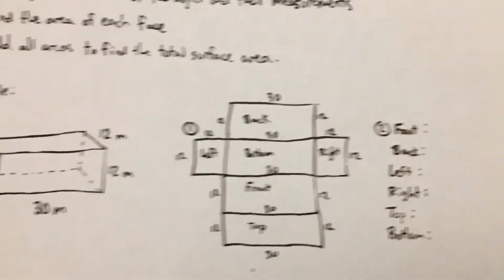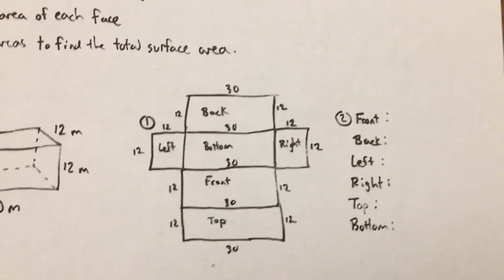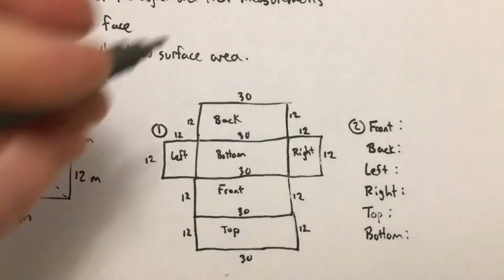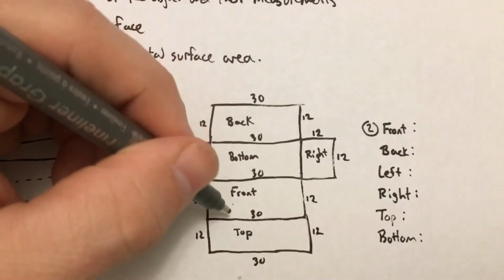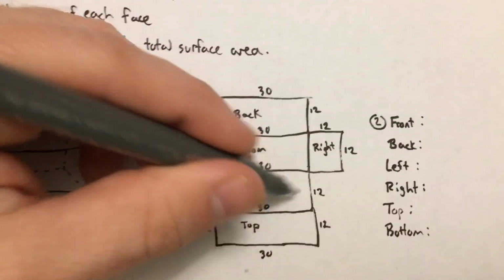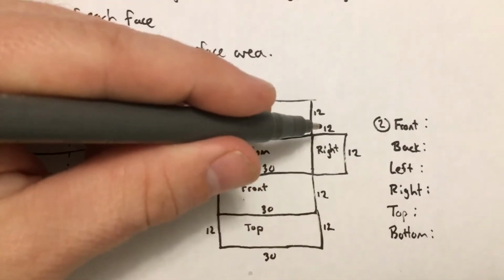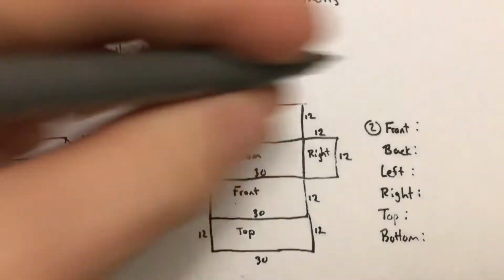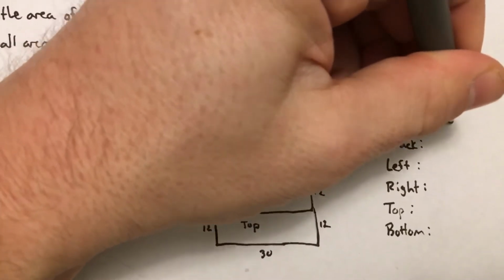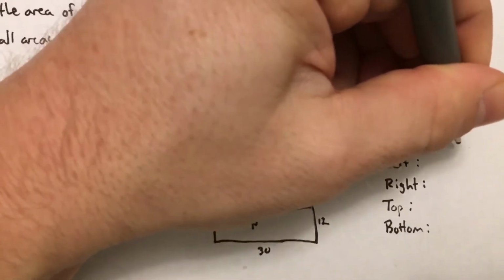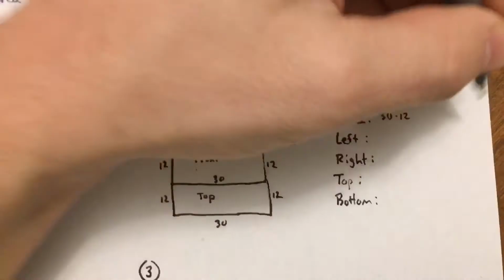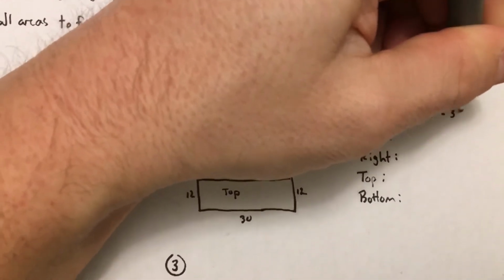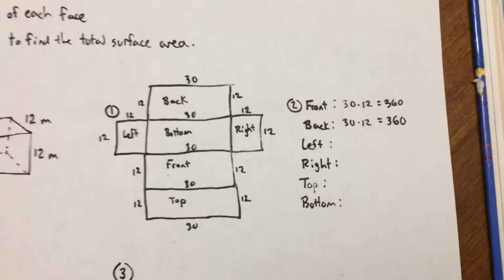Now the next thing we're going to do is find the area of each one of these faces. So let's start with the front and the back face. So the front and the back face are both rectangles and their dimensions are 30 and 12. Well, if you remember, to find the area of a rectangle, it's just length times width. So all we're going to do is 30 times 12 for both of these measurements. So 30 times 12 would give us 360. All right, so we found those 2 areas.